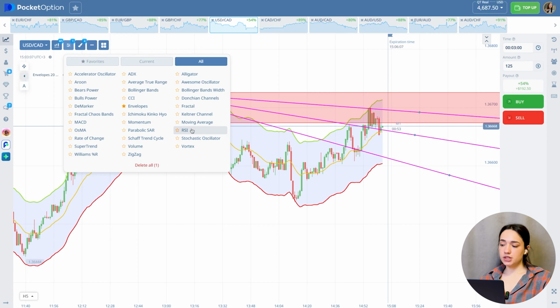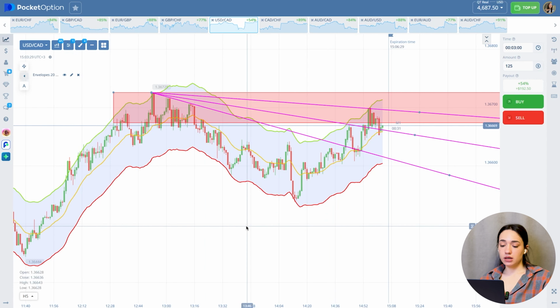So this could be RSI or stochastic, and ADX might also work here. So look at the plus DI and minus DI and their crossover. And ADX will show you how strong the current trend dynamics are. And in general, I think that's all. So one trade will probably be enough.